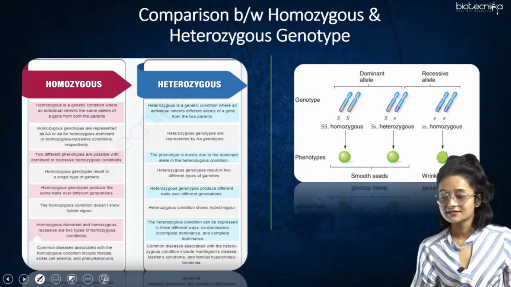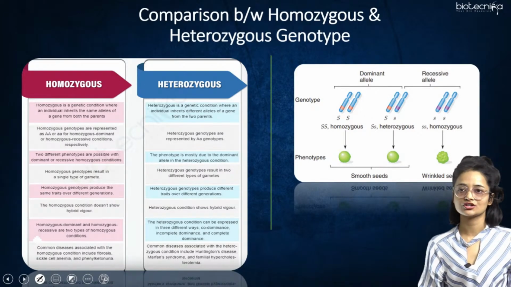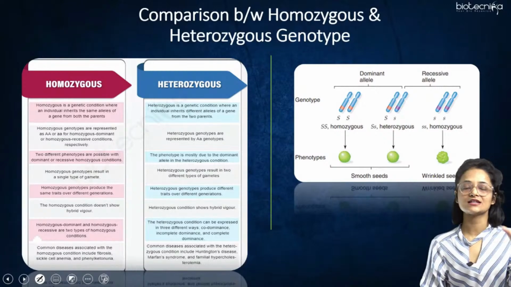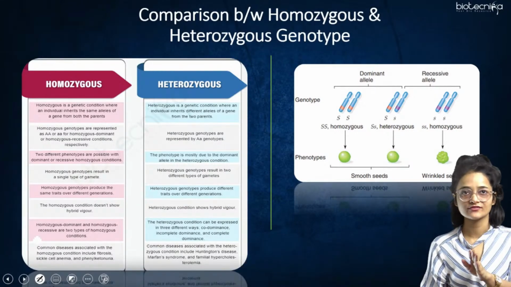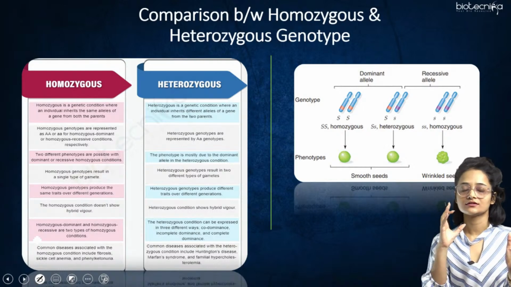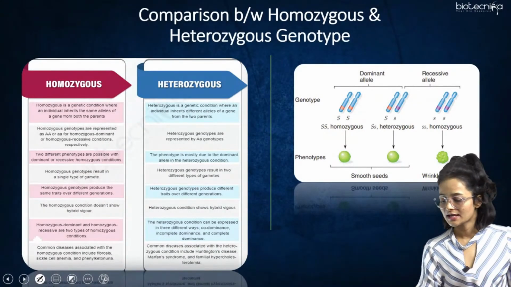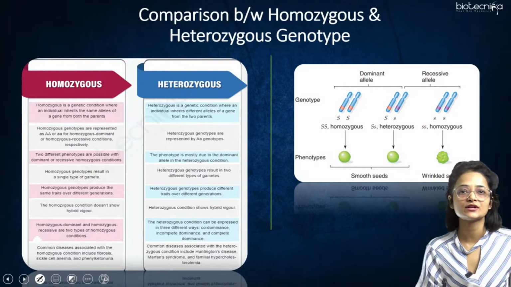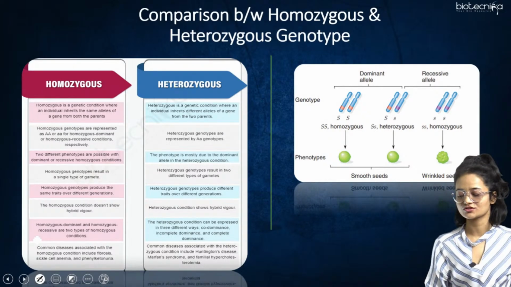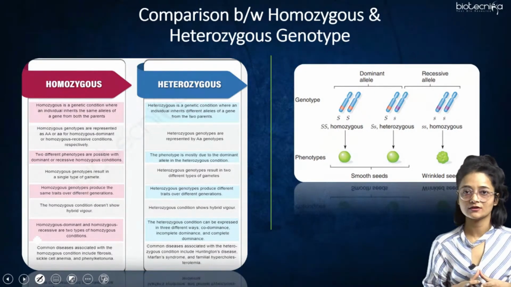Then it says that the phenotype is mostly due to the dominant allele in the heterozygous condition. So the dominant allele basically masks the expression of the recessive allele, and only the dominant one is visible when the offspring's genotype is present in heterozygous form, right? Then it says the heterozygous genotypes produce different traits over different generations. So different traits are produced in different generations, and there is a variability being shown, and hybrids are being produced in case of heterozygous.